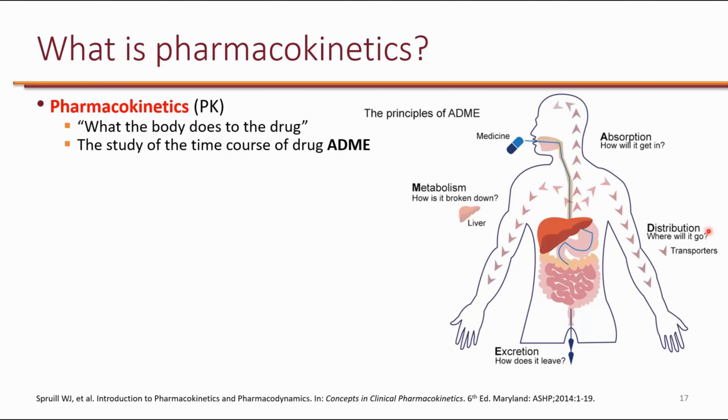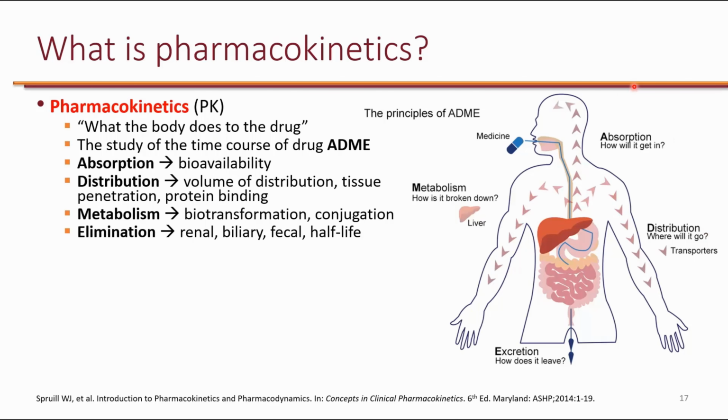It basically involves ADME: absorption, distribution, metabolism, and elimination. It's important to consider absorption so we know the bioavailability of drugs. When it comes to distribution, it's important to know protein binding. So for example, some patients may have low albumin. Albumin is the number one protein that binds antibiotics.